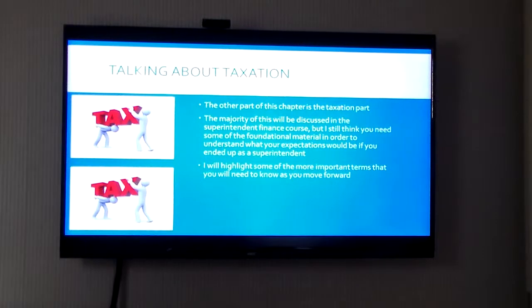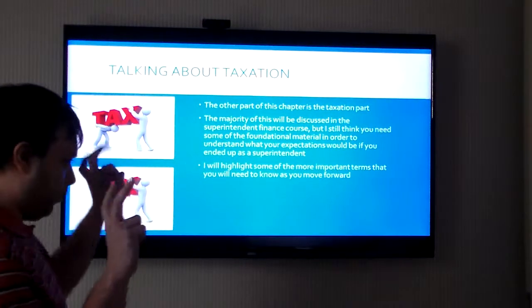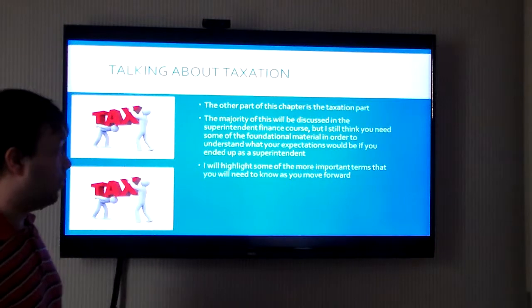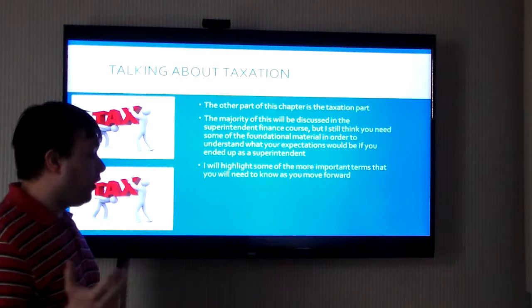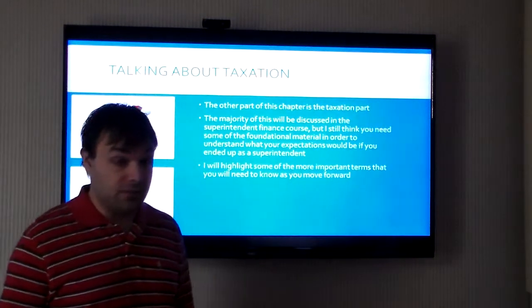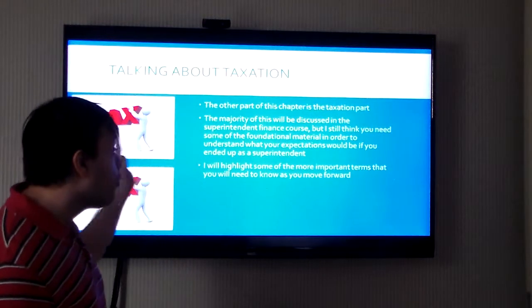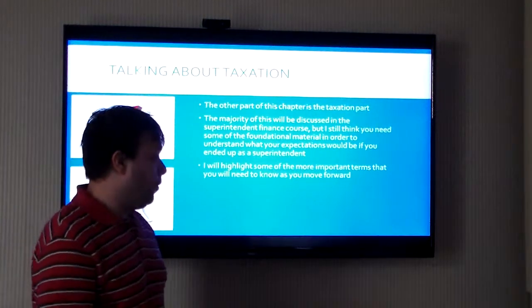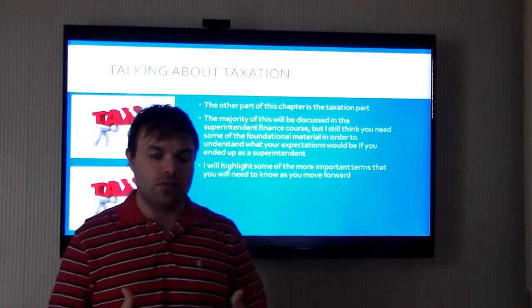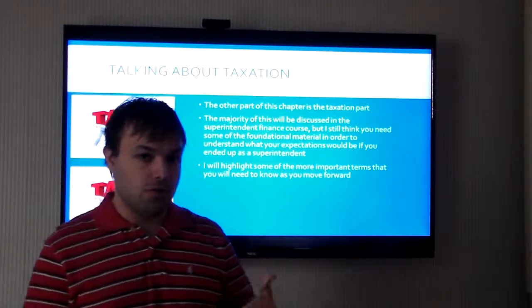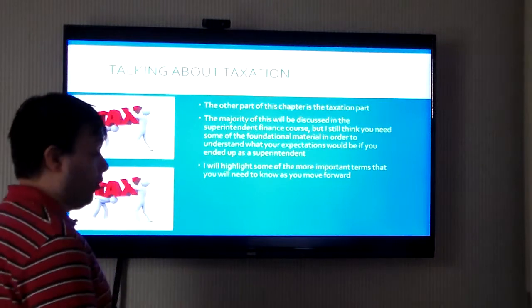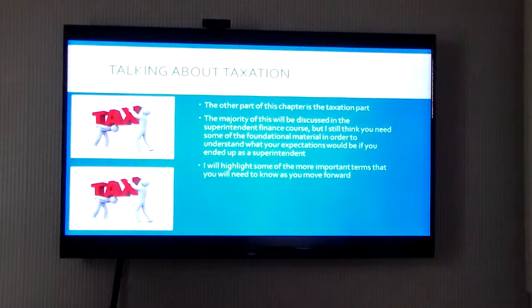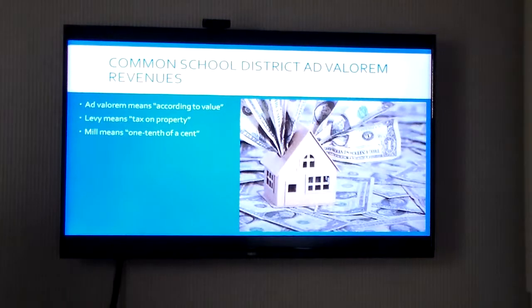So the second half of this part of our breaking down the book is kind of taxation. I'm only going to give you terms here because this is purely superintendent district level finance stuff. But these are foundations that you at least need to understand, so that you can explain it and understand if a superintendent's talking about a certain amount of things.